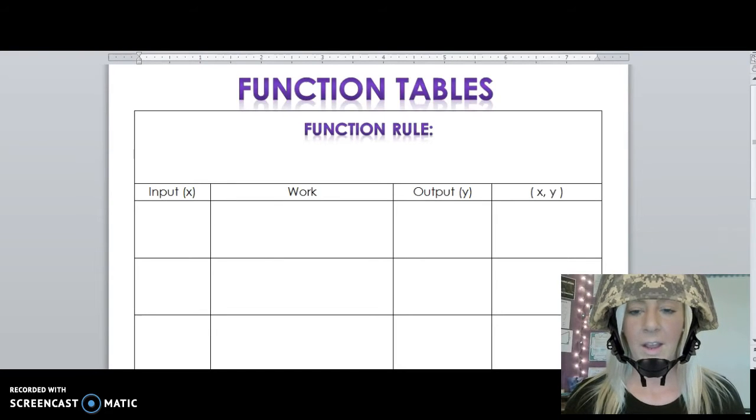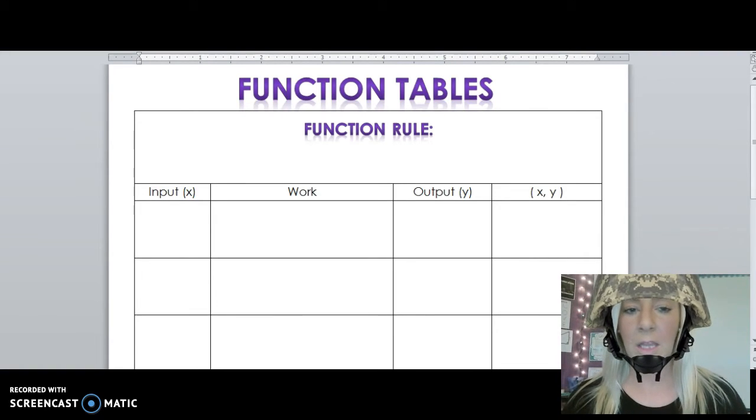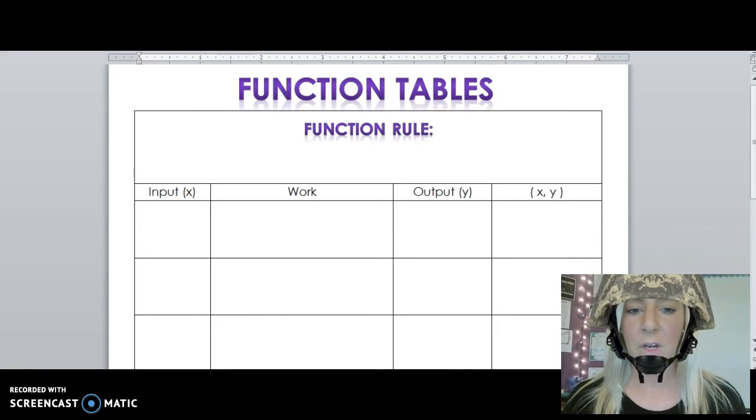And let's start. Okay, this is your video on function tables where we're going to actually be graphing the functions. In order for you to have a function, it's going to create a linear line. We'll talk in another video more about linear versus nonlinear. But in this video, we're just going to quickly discuss how to graph a function.